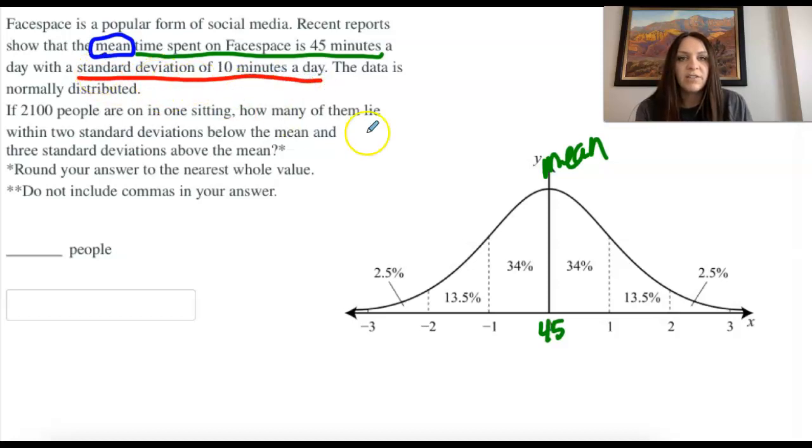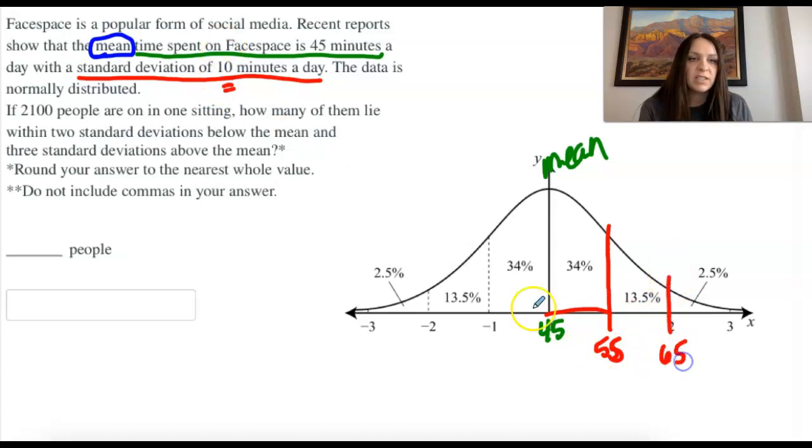And the standard deviation tells me the difference. So if this is 45, this will be 55. You add 10 because the standard deviation is 10. This will be 65, and then I subtract. So this will be minus 10 at 35, minus 10 again at 25.